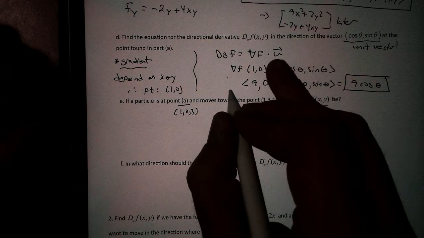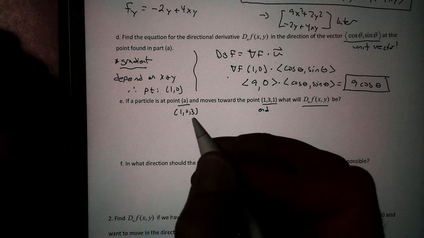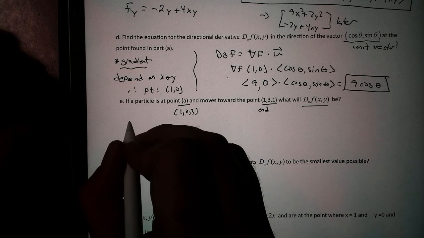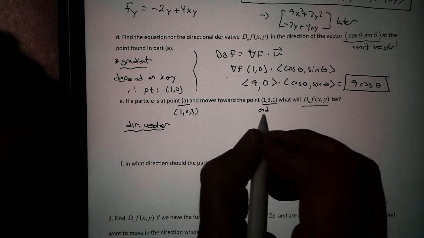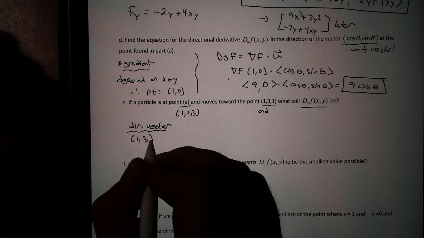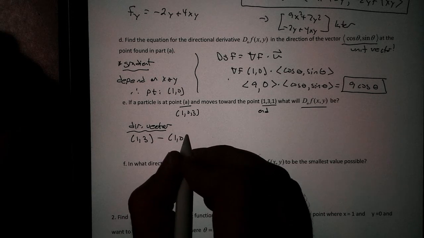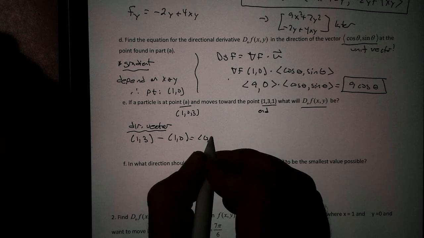So we already have our del, so we need the following. We need, of course, our direction vector. So let's go ahead and find our direction vector. We're going to take our endpoint minus our start point. 1, 3. We only want the x and y values, we don't need the z values. 1, 0. And of course, this is going to become 0, negative 3.